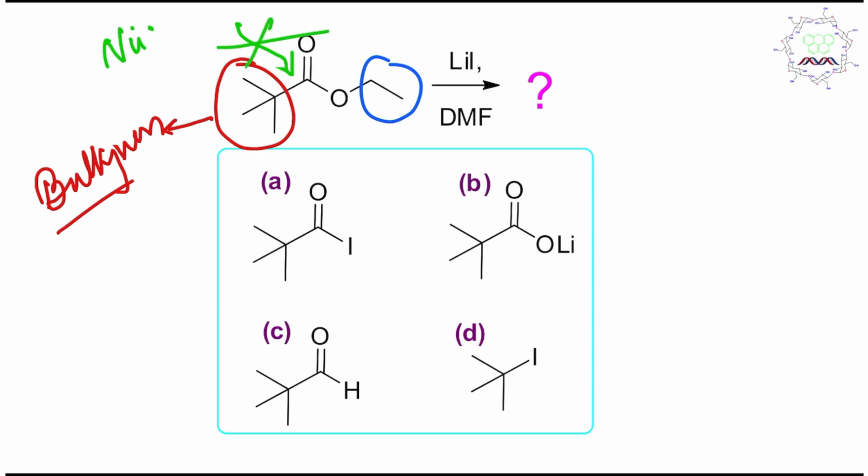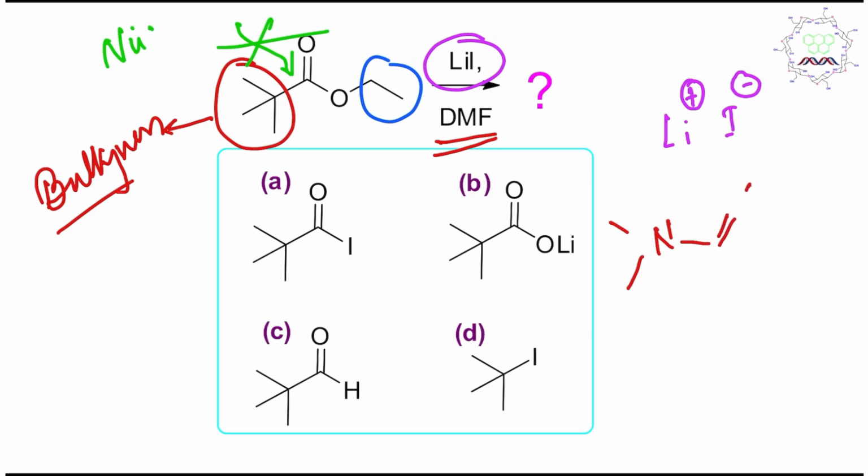Second thing, is there any alternate option? Yes, obviously there is an alkyl group. But if you look at this reagent, this is lithium iodide. So I can say Li plus and I minus. Point number 1. Second thing, the reagent is DMF. DMF means N,N-dimethylformamide. This is the dimethylformamide or DMF structure.